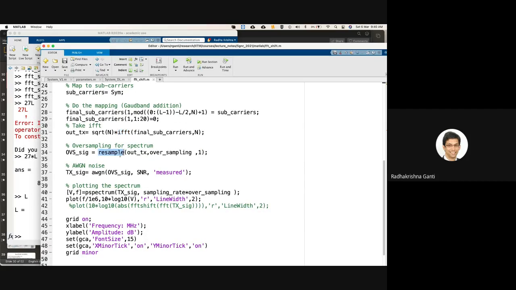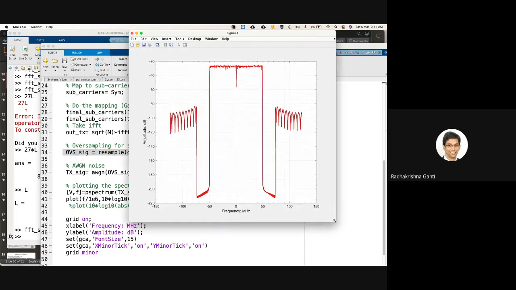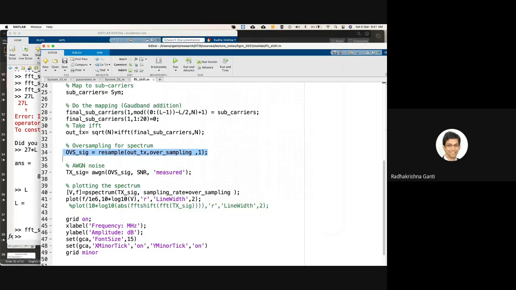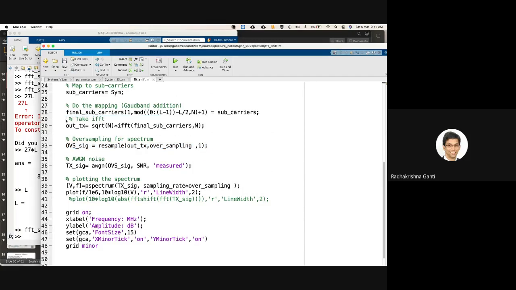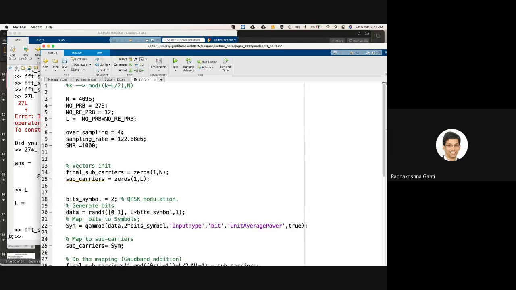Forget about resample. Resample is just I'm oversampling it by some factor. Just hold on 1 minute. I'll just put an oversampling factor of 4 so that you can see this easily.